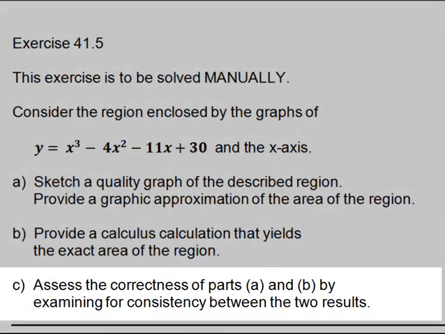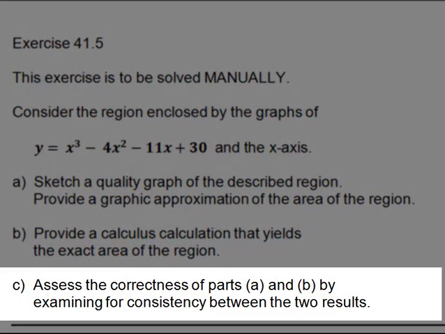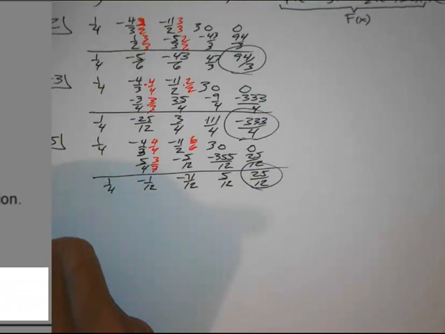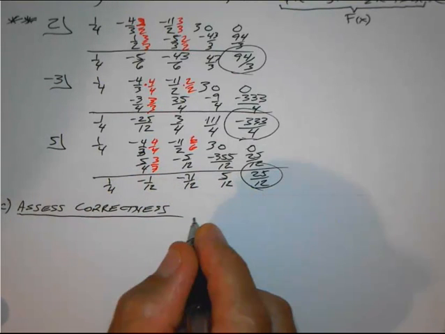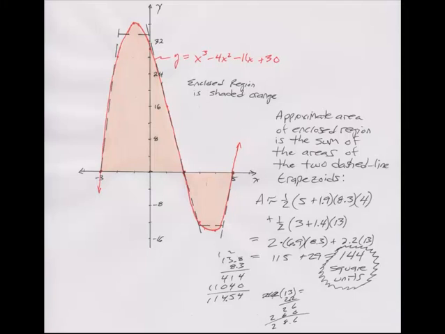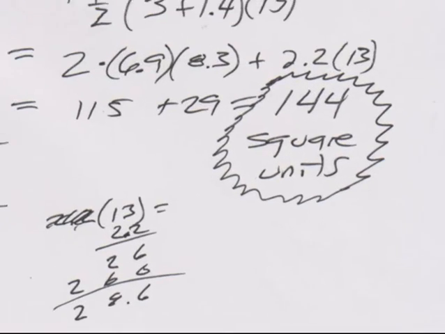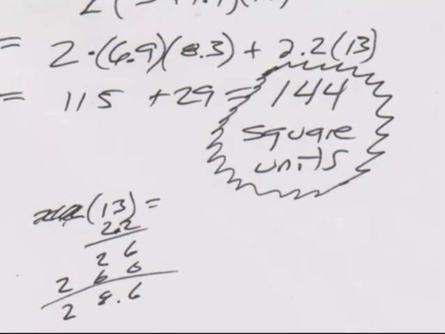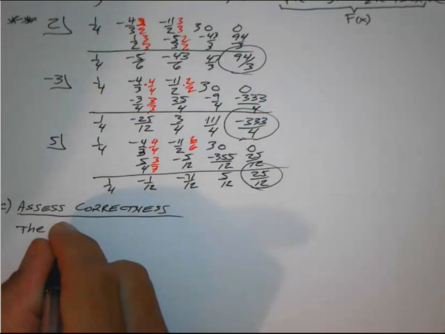Part C. Assess the correctness of parts A and B by examining for consistency between the two results. To assess correctness, we should review the results of parts A and B side by side. First of all, let's go back to that graphic approximation and see what we had for that. Looks like we had 144 square units. Make a note of that.